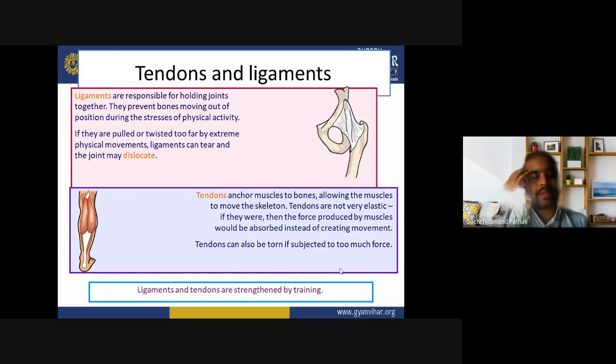Now, ligaments and tendons are strengthened by training. That is the reason if you go to the gym, if you work out, you will see that those who work hard have tough muscles, because the ligaments and tendons both provide strength. The strength inside the muscles, inside the ligaments, inside the tendons, you can increase through regular activity and training.